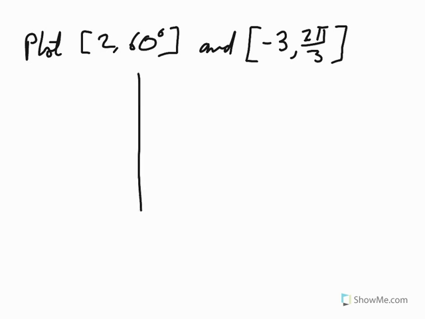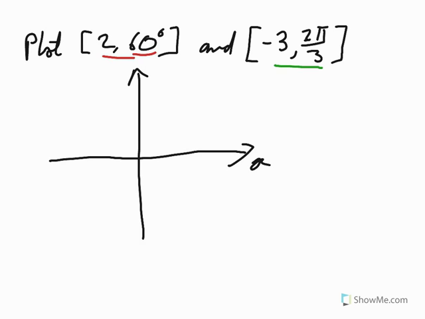Okay, so here's our positive x-axis. I'll do this one in red and that one in green. So the one in red is 2 and 60 degrees. So where is it? Alright, 60 degrees around here. And then 2 units takes us to that point there. So there's that one.